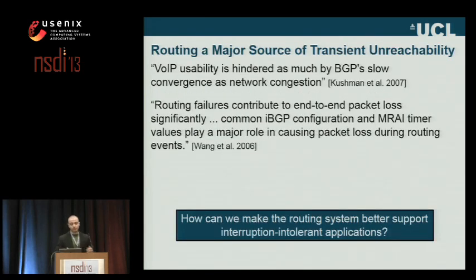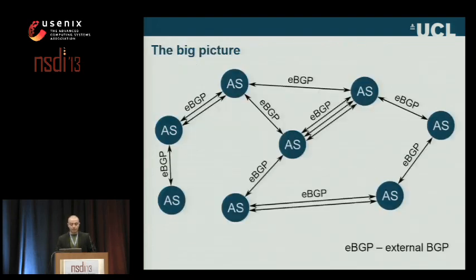Now, traditionally, people have blamed congestion for causing packet drops and thus unreachability. While this is true, studies have shown that the routing protocols that the network is running, or the routing system, may also have a big impact and play a major role in causing packet loss. So how can we make the routing system better support interruption-intolerant applications? Well, to answer this, we must first take a look at the routing system.